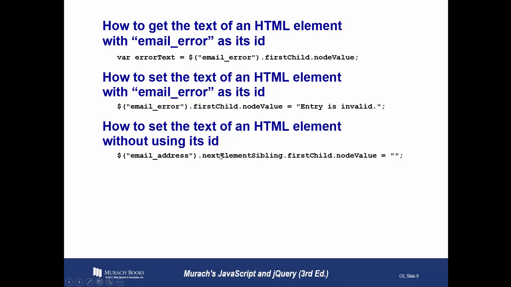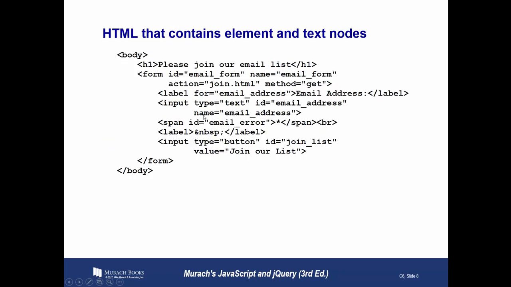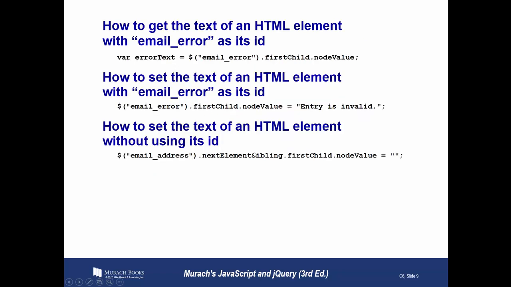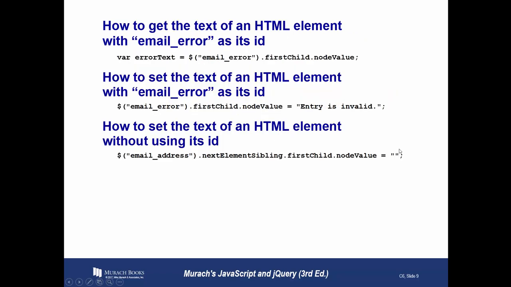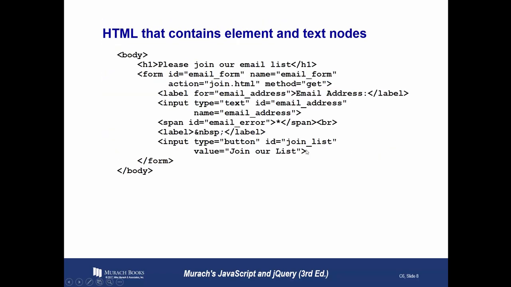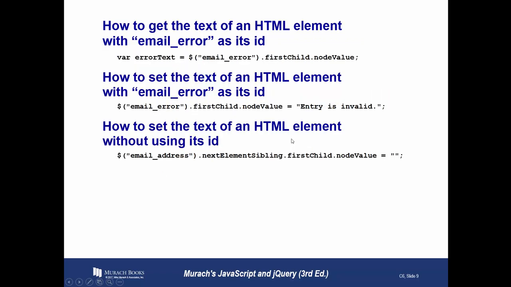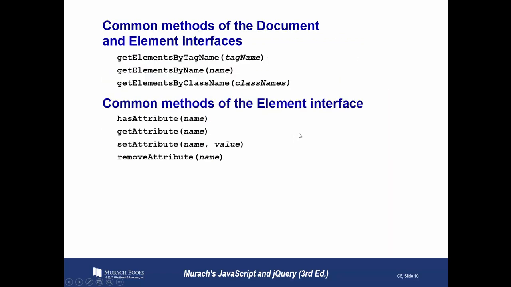Next sibling. So the next sibling of this, which is the asterisk. All right, first child node value, which is what's in there, equal double quote, double quote. So that would remove it, so there would be nothing in there. That may or may not have made a lot of sense right now, but again, ideally it makes more sense the more we go through it.